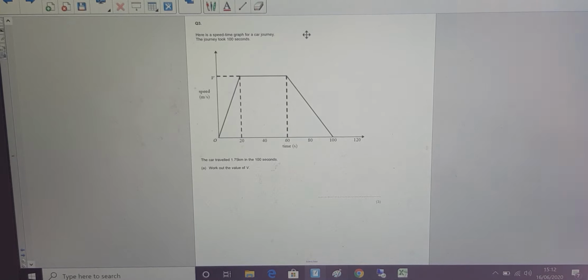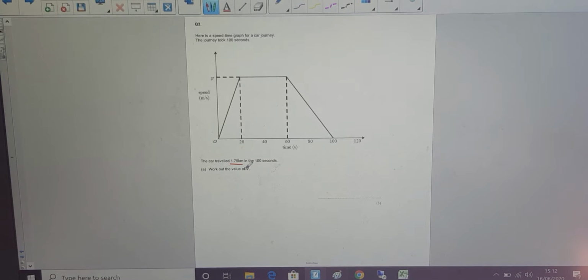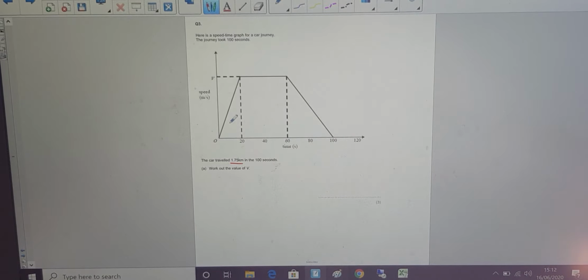Well, I'm thinking to myself, what do I know about velocity or speed time graphs? I know that the acceleration is the gradient. Doesn't want the gradient though, does it? Because what I'm basically dealing with is a distance. They've given me a distance to help me work out v, basically. I know that the area underneath a speed time graph is the distance covered. So the area of each of these shapes is going to add to make 1.75 kilometers.